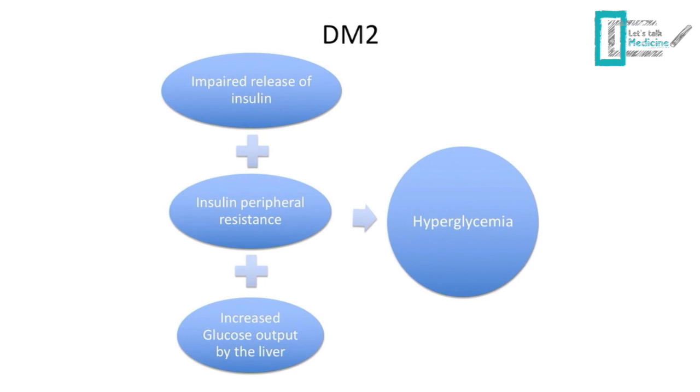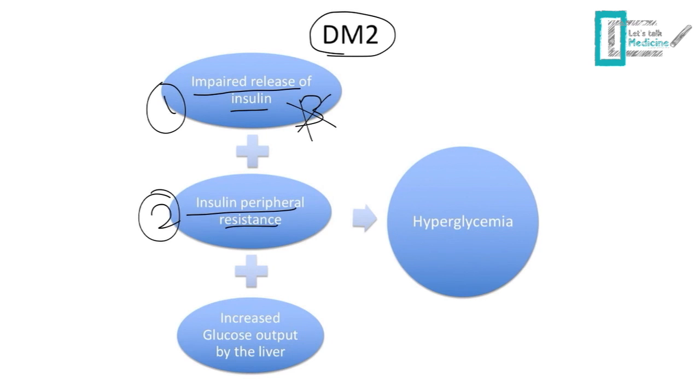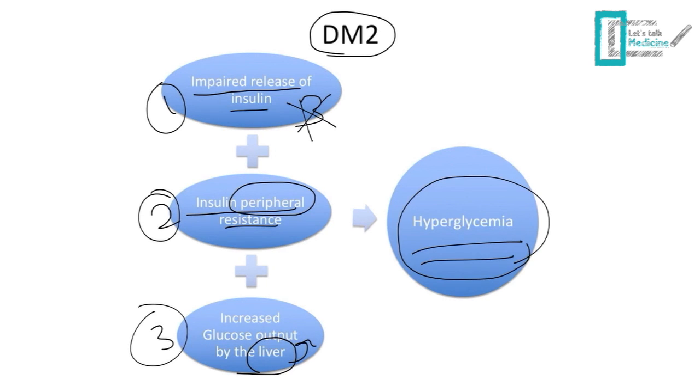To sum up the pathophysiology of type 2 diabetes: 1. We have impaired release of insulin at the beta cell level. 2. We have peripheral insulin resistance. These two effects will make the body unable to sense the increased level of glucose, and this leads to the liver making more and more glucose. As the end result, we will have hyperglycemia in the body, which is the definition of diabetes mellitus.